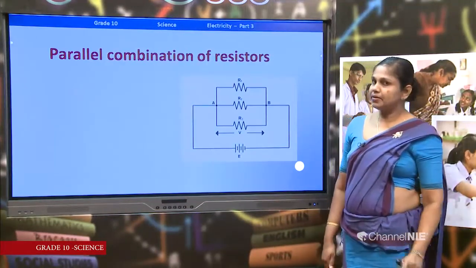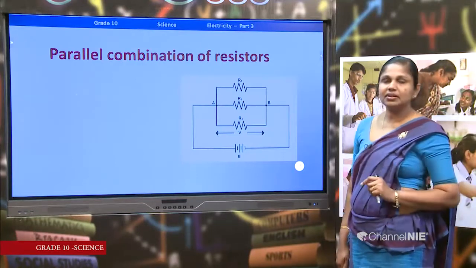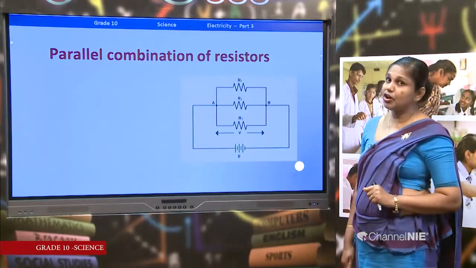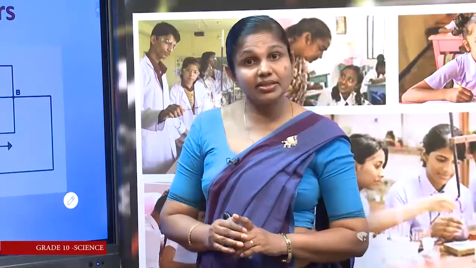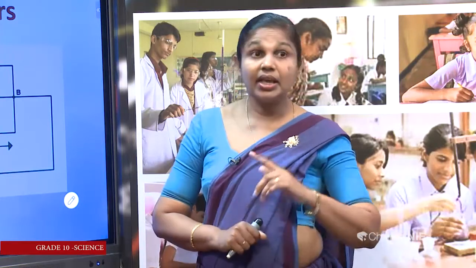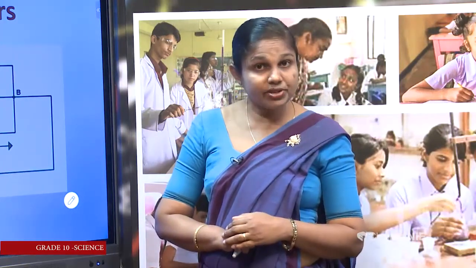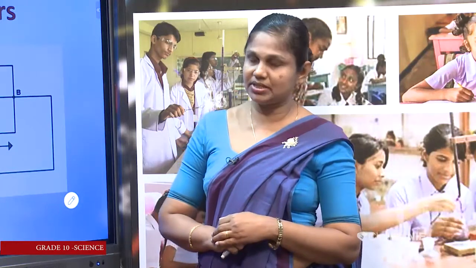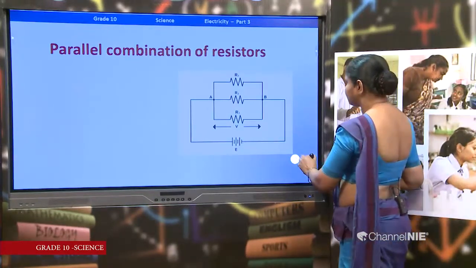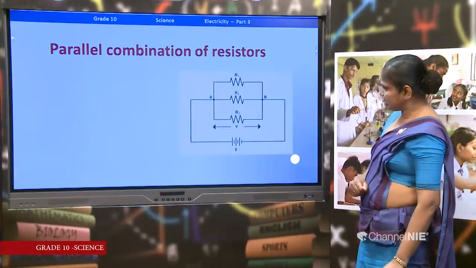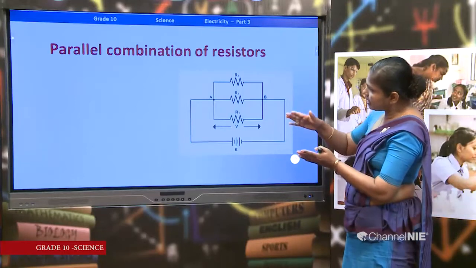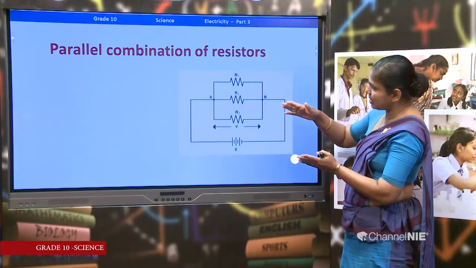Now, we have come to the next topic of the lesson. This is parallel combination of resistors. So far, we discussed series combination of resistors. Now, we are going to discuss the next type of resistor combination, parallel combination of resistors. Okay. Look here, children. Look at the way of connecting the three resistors here. Here you can see three resistors are connected parallelly like this.